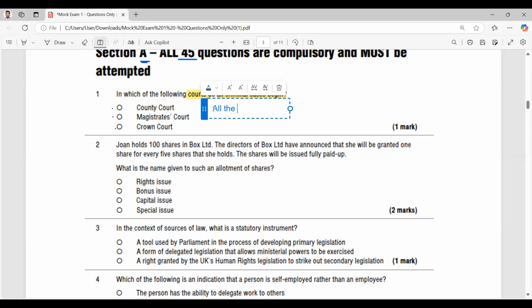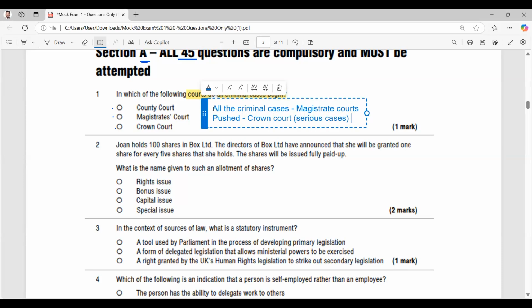So all the criminal cases begin at the magistrate court. If the case is becoming more serious and you could not solve the problem in this court, then it will be pushed into what court? It will be pushed into the crown court. In the crown court, you will deal with serious cases. If you feel these points are important, we can note them.